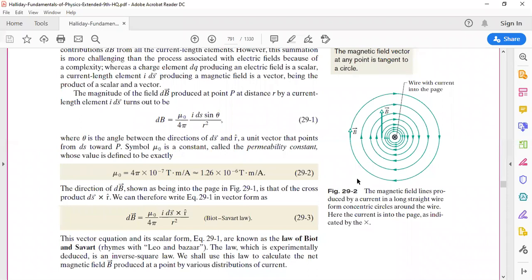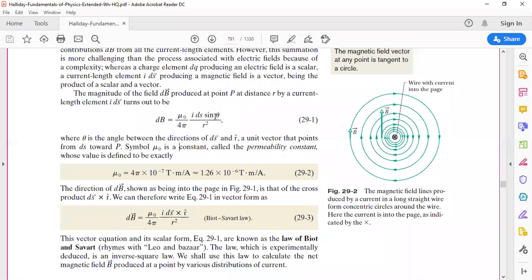So you can focus on this equation. A basic current circle is shown on the right side of the screen, figure 29.2. The current is shown into the page. A cross sign means the current is into the page, and then what will be the direction of the magnetic field? How to determine the direction of the magnetic field?